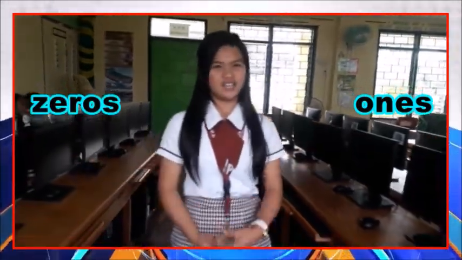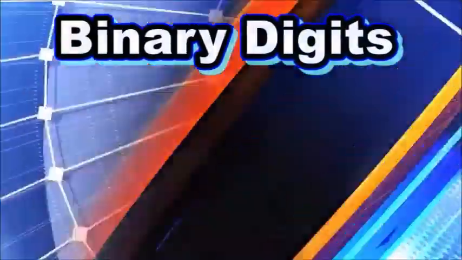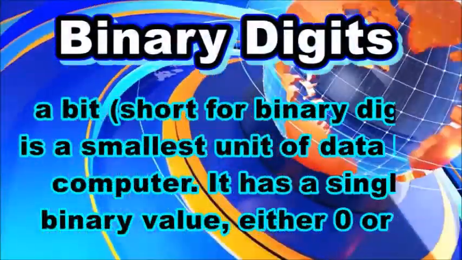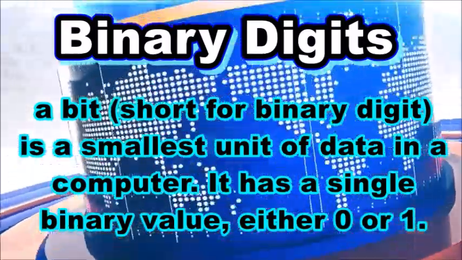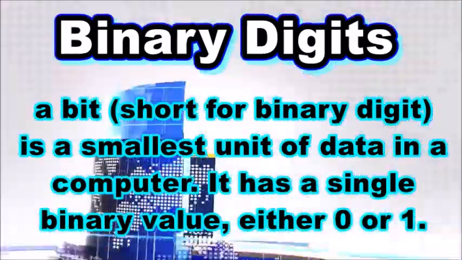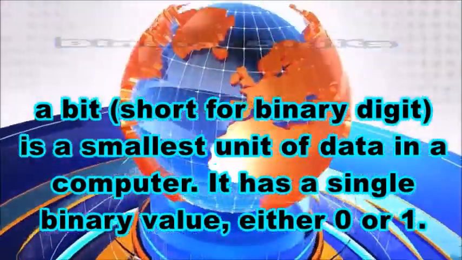Represent two numbers, the ones and zeros, and it is called the binary digits. A bit, short for binary digit, is the smallest unit of data in a computer. A bit has a single binary value, either 0 or 1.